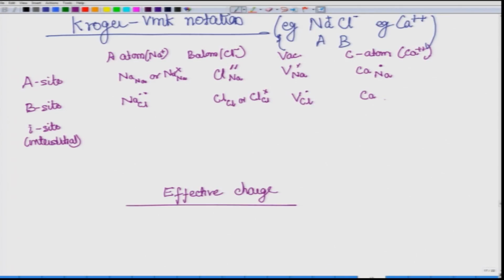Calcium is +2 when chlorine should have been -1, which means it is 3 more positive than what it should be. So, it becomes 3 positive like this.